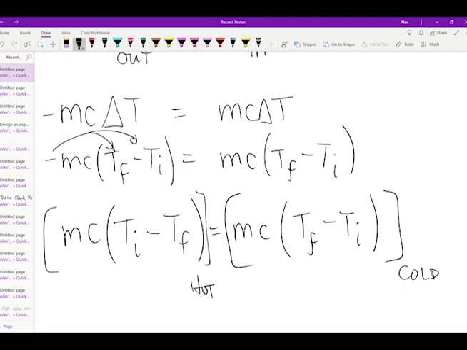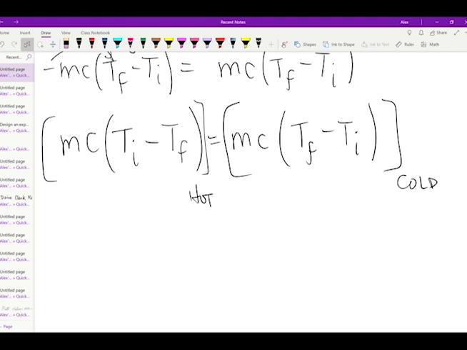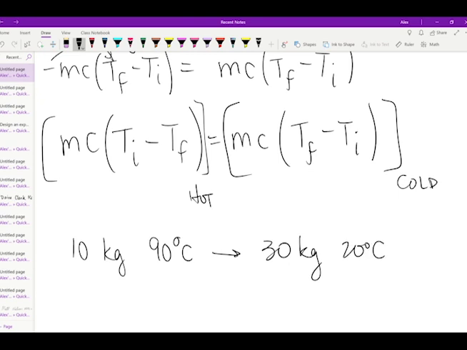Okay, so in this problem that you just saw, we're taking 10 kilograms of 90 degrees Celsius water and putting it into 30 kilograms of 20 degrees Celsius water, and we want to know what the final temperature is. Now, we have to recognize here that the T final on both sides is going to be the same because they're going to reach thermal equilibrium. And so those are the same variables.